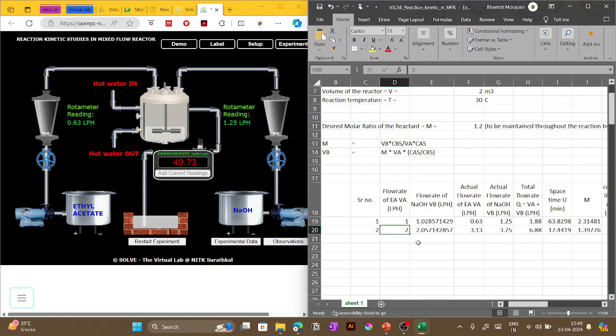So for 2 liters per hour volume, what will be the flow rate of VB? 2.05 is desired, so let's try whether 2.05 is achieved here or not. 1.8 and then we have 2.5. So let's keep it at 2.5 and this at 1.88. Okay, after 1.8 we will directly reach the value of 2.5. So actual flow rate is 1.88 versus 2.5.